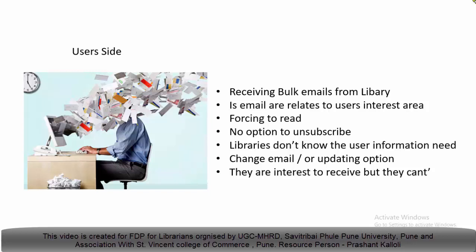Even if someone is interested in the library's emails and wants to receive them, they can't, because remotely they can't add their email address to the list. As a librarian, I am creating a group, collecting emails, and sending the mails to the users. So if someone is interested, he or she can't add their email address themselves. They have to go to the librarian and request the librarian to add their email address.